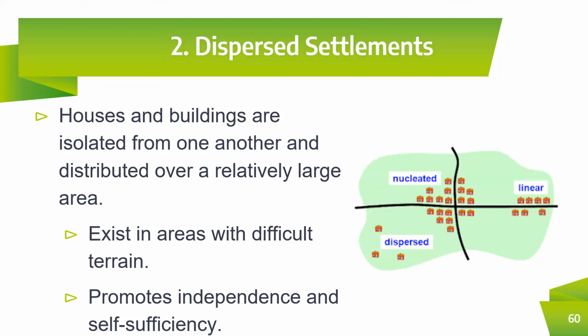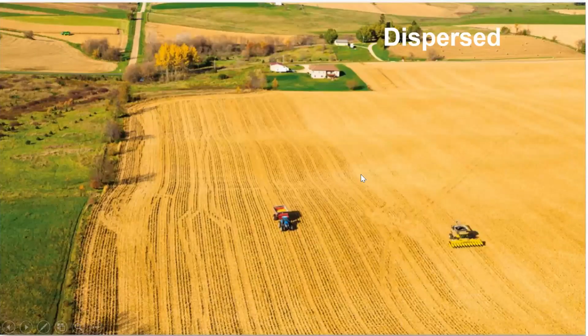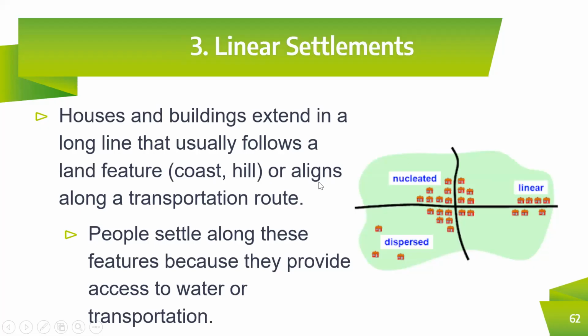Second, we've got dispersed settlements. Houses and buildings are isolated from one another and distributed over a relatively large area. These exist in areas with difficult terrain, but instead of promoting social unity, they promote independence and self-sufficiency. You will find dispersed settlements like this. You'll definitely find a lot of it in Oregon.